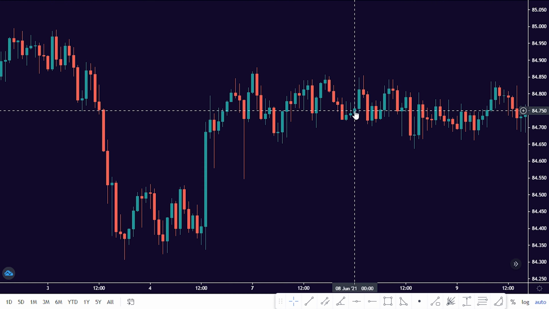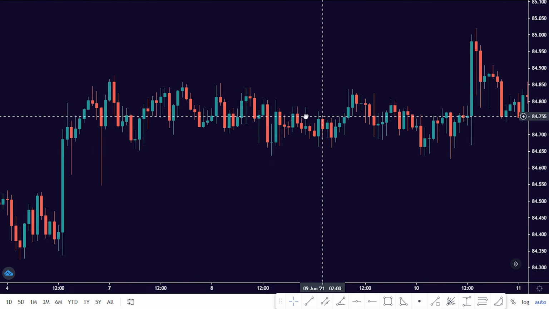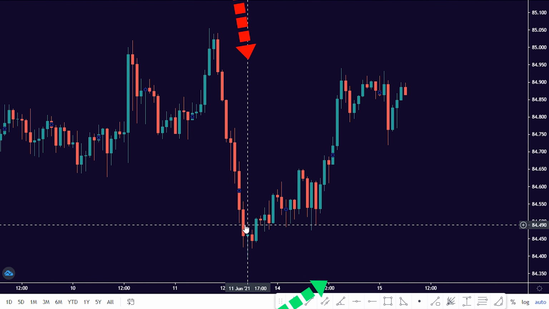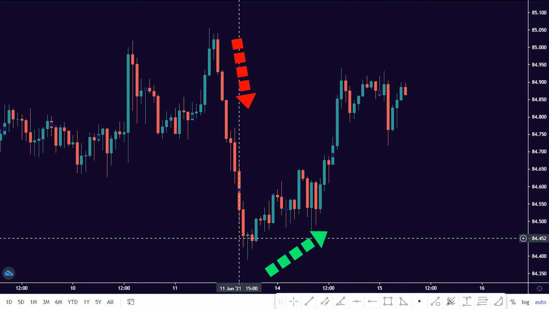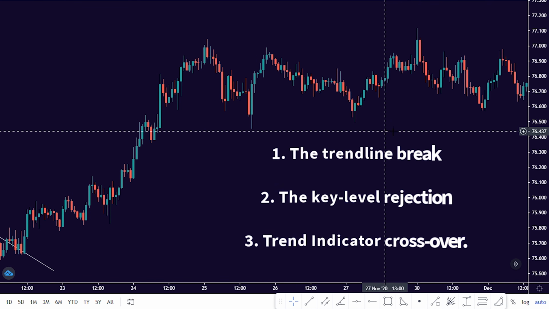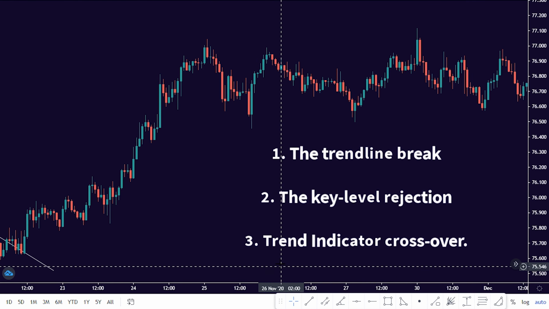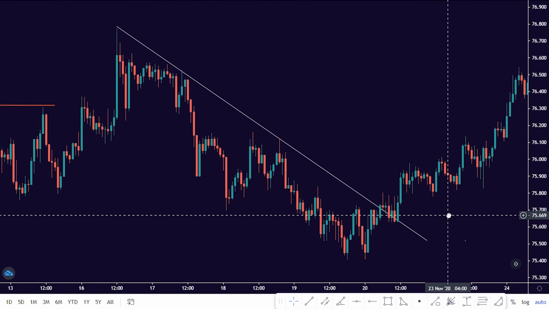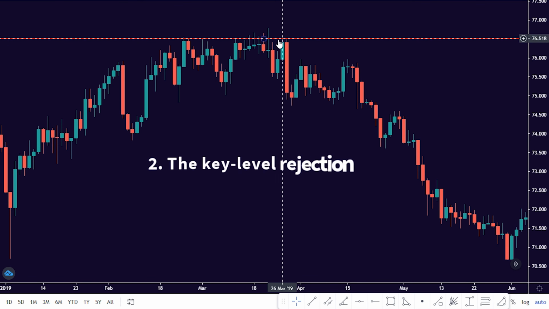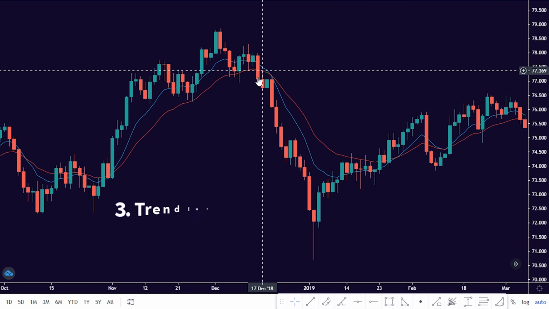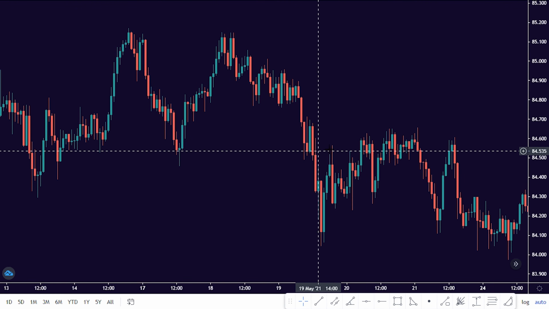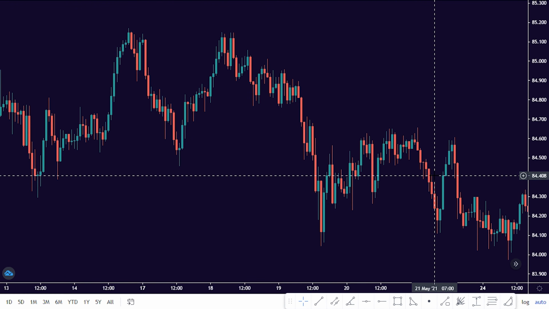So what's a reversal in price movement? A reversal in price is when the direction of an existing trend changes to the opposite direction. As a trader, how can we detect these changes in price movement in the market so we can take advantage of them? These are the top 3 reversal strategies to spot this reversal at an early stage, and they are 1. The Trendline Break, 2. The Key Level Rejection, and 3. Trend Indicator Crossover. One of the most effective reversal trading strategies is the Trendline Break.